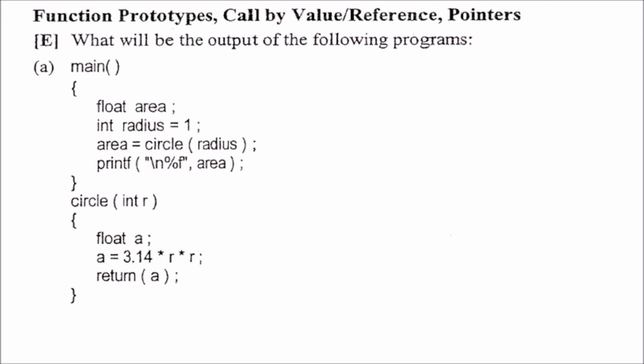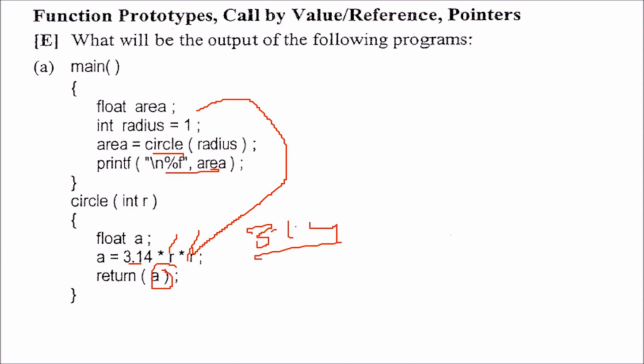Function prototypes, call by value, reference, pointers. What will be the output of the program? See, we are passing 1 and we are trying to find the area of the circle. So 3.14 into 1 into 1, so you should get 3.14. You return 3.14, so it will be printed. But the question here is, 3.14 will not be printed. The result will be 3.000000.